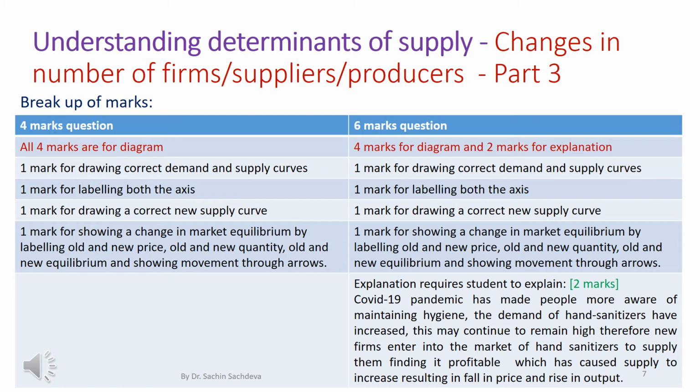In any question where analysis is required, where marks are there for explanation, why the determinant has changed, mention the cause of the change and the effect of the change in the form of the effect on output and price, and also mention the shift in the supply or an increase or decrease in the supply. In which direction the shift is happening, right or left, and whether supply is increasing or decreasing, that has to be mentioned. That will make you score full marks.